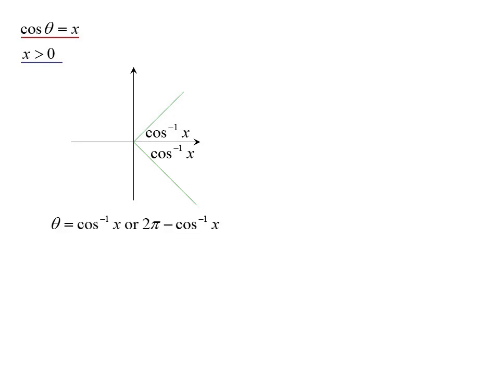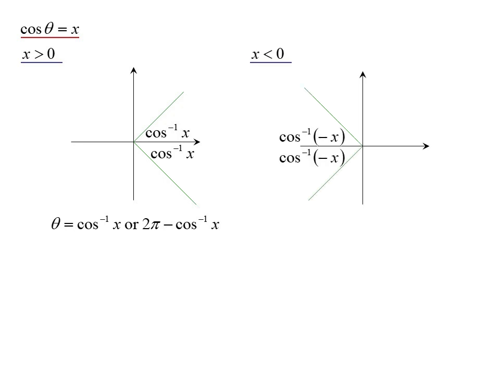Let's create the cosine one. So same idea. What happens when it's positive? Well, in the first quadrant, it'll be inverse cos of x, but now it'll be the fourth quadrant for positive. My two answers: inverse cos of x or 2 pi minus inverse cos of x. What happens if it's negative? So I'll be in the second quadrant.